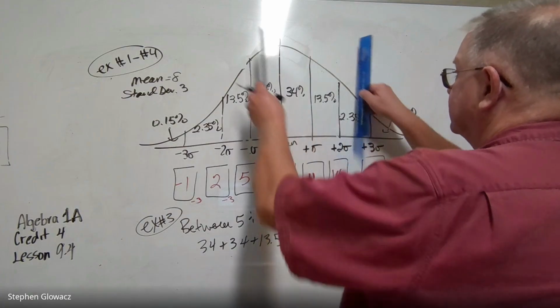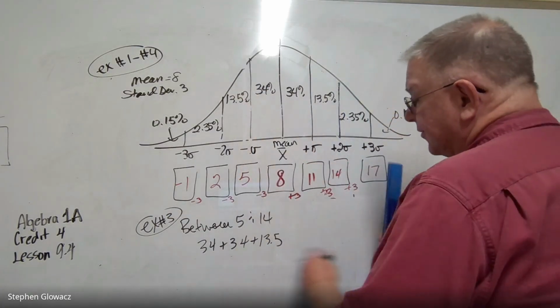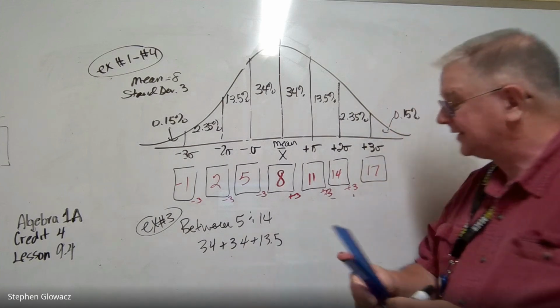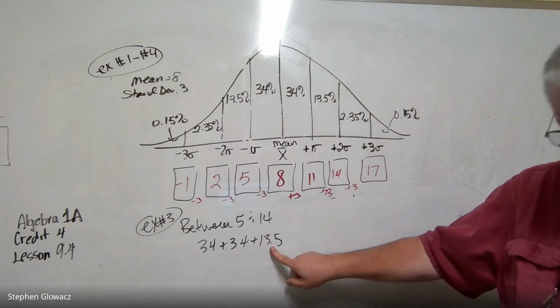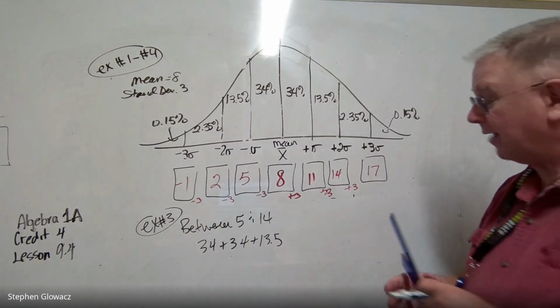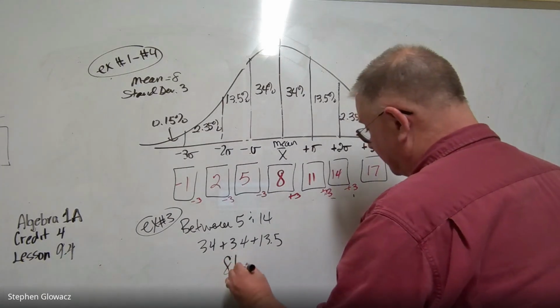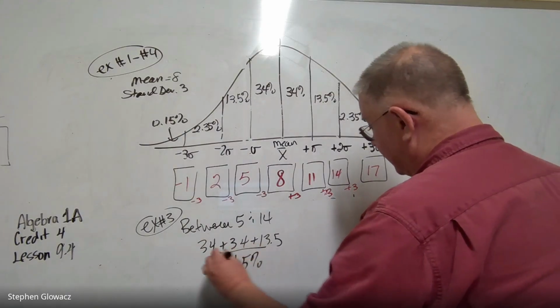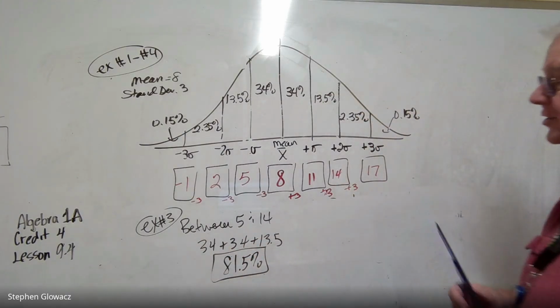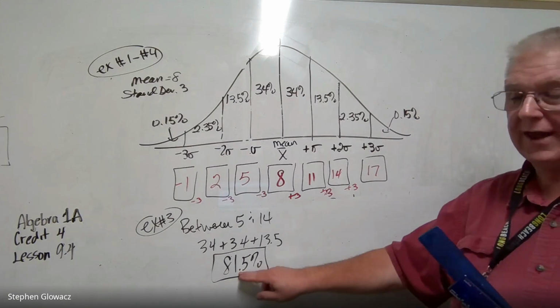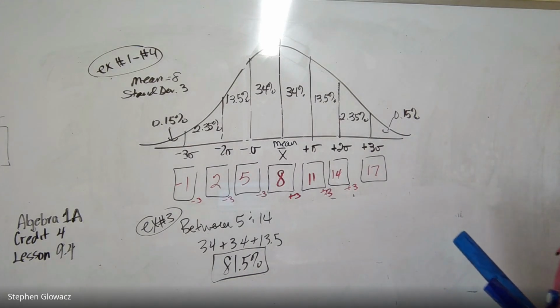And so we can see that here. 34 plus 34 is 68, and then 68 plus 13.5 would be 81.5%. So most of our data is in that range, or a good chunk of our data, in fact, way more than most of it, 81.5% between 5 and 14.